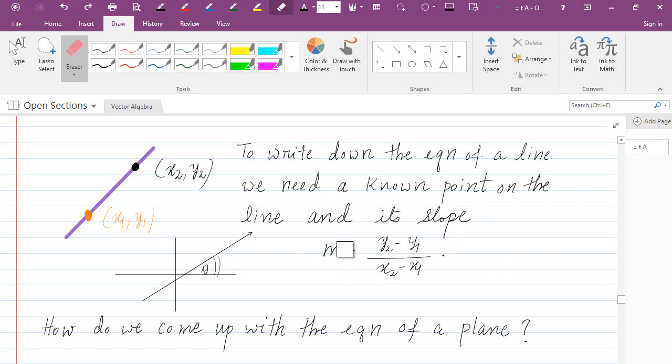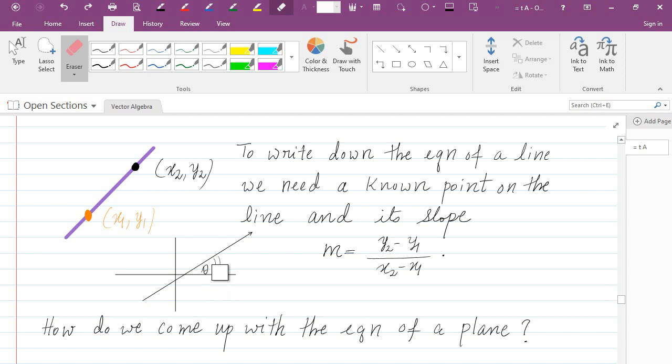Now, what does the slope measure? Well, the slope of a line measures how steep the line is with respect to the positive x-axis. So if I draw a line, as I move it toward the positive y-axis, the steepness is increasing. Another way of looking at it is that the slope is measuring the angle of inclination, theta, between the line and the positive x-axis.